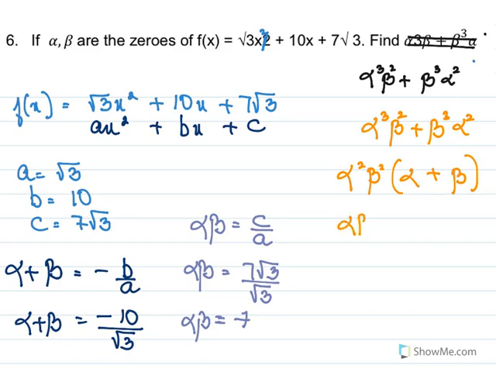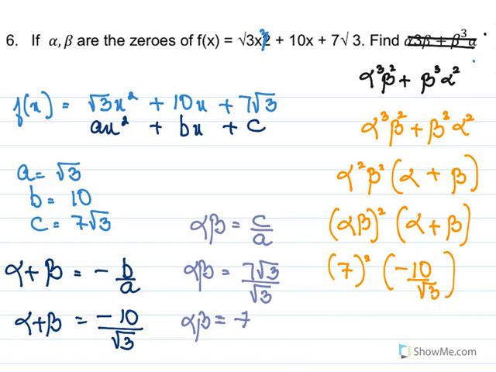So this becomes (alpha beta) whole square, alpha beta. So alpha plus beta we saw is 7. So this is 7 square. Alpha beta is minus 10 root 3. So 7 square is 49 into minus 10 root 3. And the value will be minus 490 over root 3.